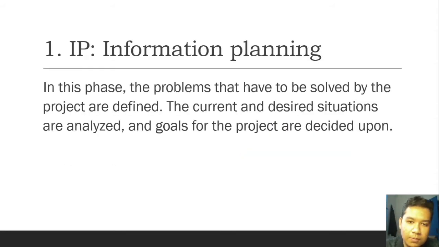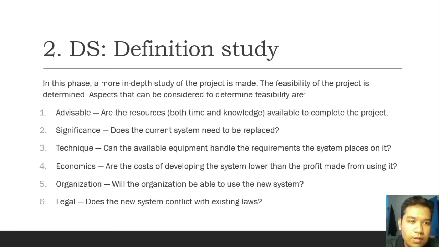In this phase, the problems that have to be solved by the project are defined. Current and desired situations are analyzed and goals for the project are decided upon. Of course, this is done with the team members. For DS, definition study, in this phase, a more in-depth study of the project is made. The feasibility of the project is determined. Aspects that can be considered to determine feasibility are advisable, significant, techniques, economics, organizations, and legal.